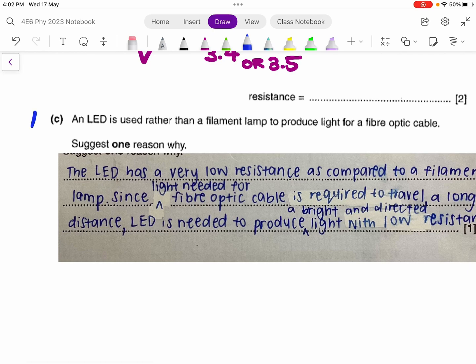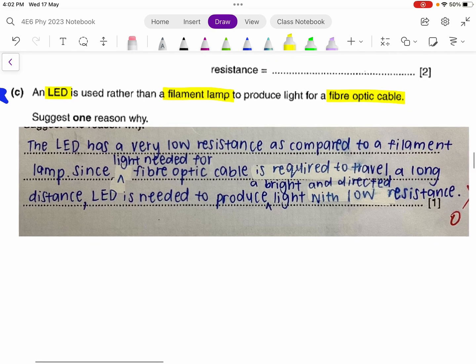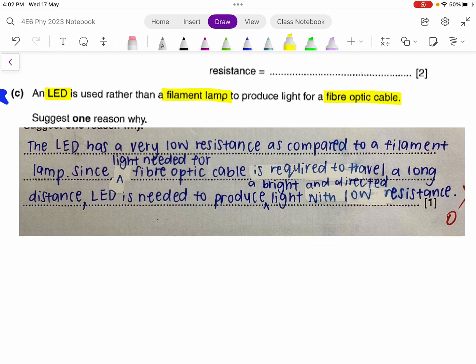So again, if you got it wrong, don't worry. I expect you to get it wrong. The reason you are in this group is because you can get all the basic ones correct, but this kind of question you may have difficulty. So a lot of you are not aware of the difference between filament lamp and LED, and the implication of it being used in an optical fiber cable.